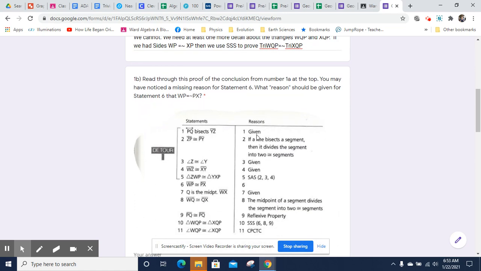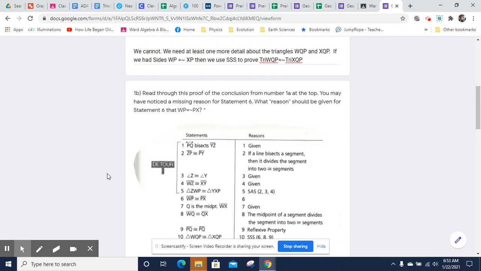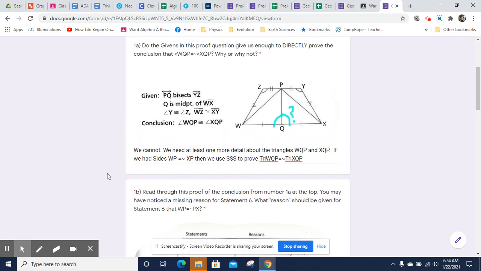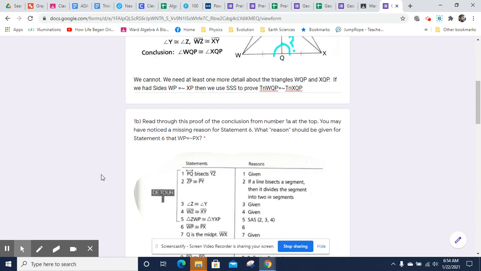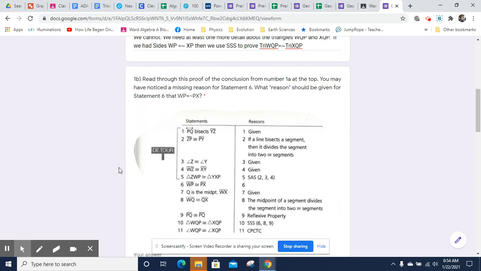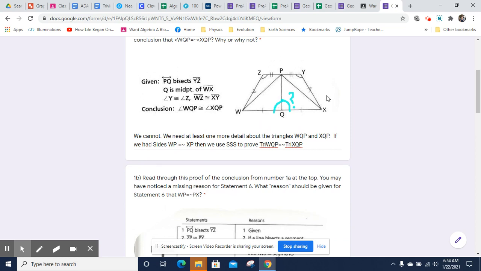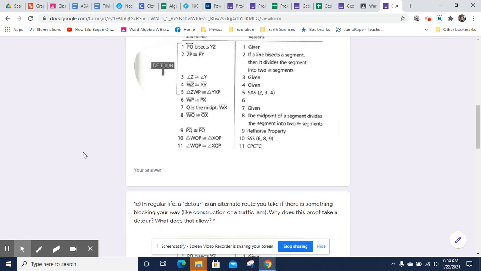We got our given. We can then prove that ZP and YP are congruent, because if a line bisects a segment, it divides the segment into two congruent segments. We were given angle Z and Y as congruent. We were given WZ and WY as congruent. And then we can prove that triangles ZWP and YXP are congruent. You may have already noticed that side angle side will allow us to prove those triangles. So then the proof goes on and says WP is congruent to PX. Well, what reason could it give for that?